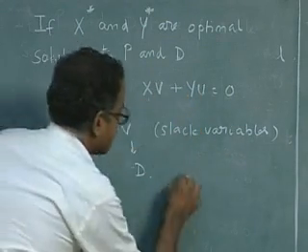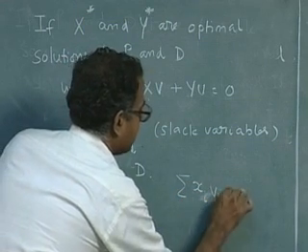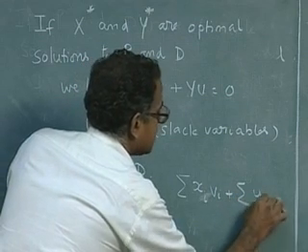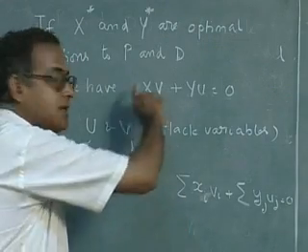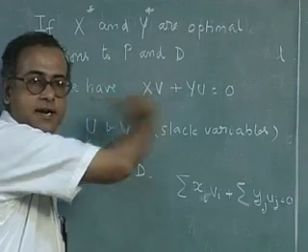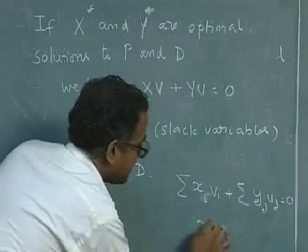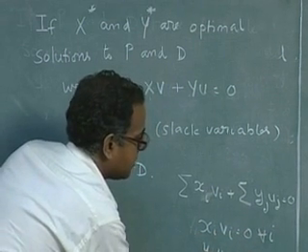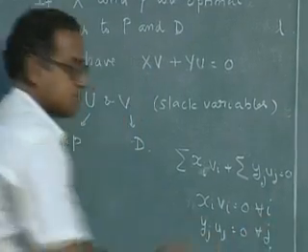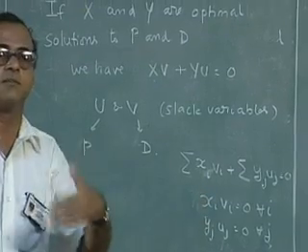Therefore, this can be generalized as sigma xi vi plus sigma yj uj equal to 0 because it is a dot product. And since in the given problem x, y, u, v are all greater than or equal to 0, then for every individual i, xi vi equal to 0 for all i, and yj uj equal to 0 for all j. i and j are used because the primal may have a different number of constraints and a different number of variables.